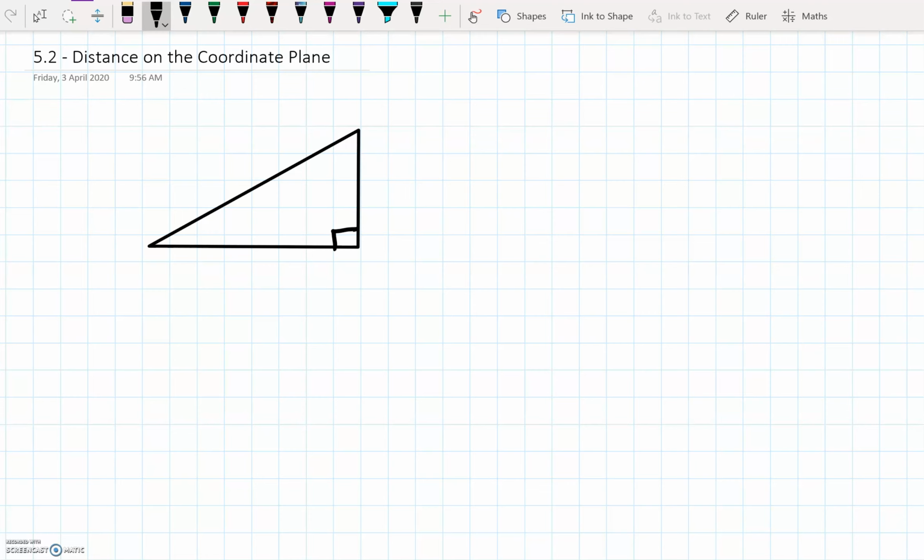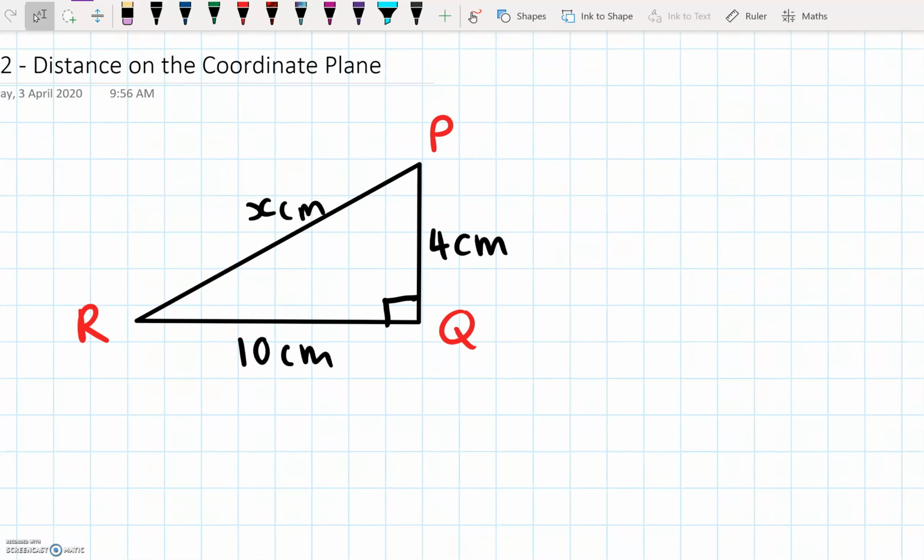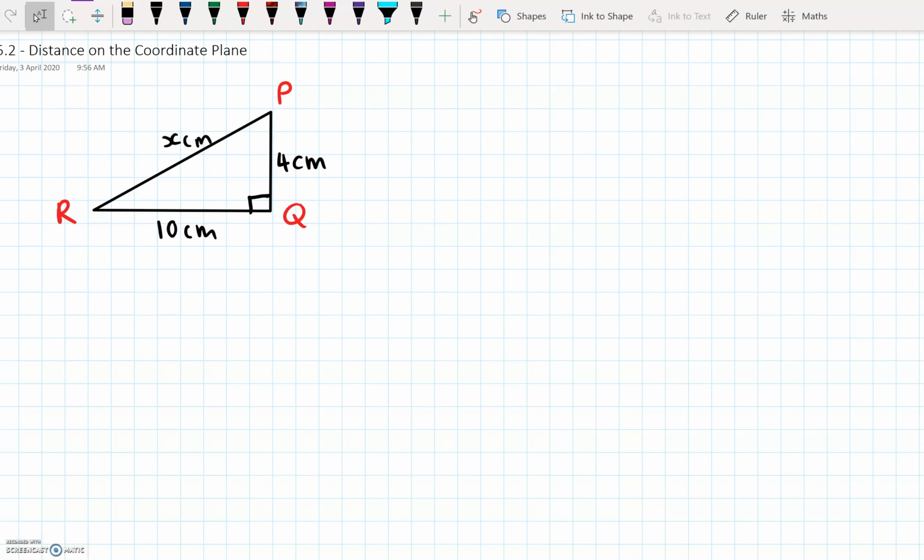It's a right-angled triangle. We'll make this side, say, 10 centimeters. This side can be 4 centimeters. And this side is going to be x centimeters. Okay? Now, in this case, we haven't got letters given on our triangle, so let's make some. We'll make it P, Q, and R. All right, which means our sides are going to be labeled as, remember the side is labeled opposite its angle, so this side opposite P is going to be side P, this side opposite Q is going to be side Q, and the side opposite R is going to be side R.